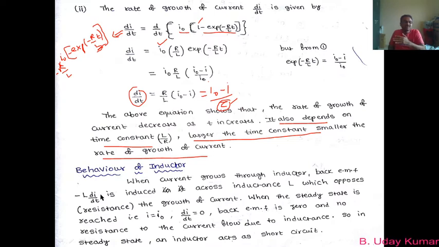Is that clear? Remember, it's a chain process. If the current reaches its maximum value, then mathematically I can write it as I is equal to I0. So if I is equal to I0, this part becomes 0.